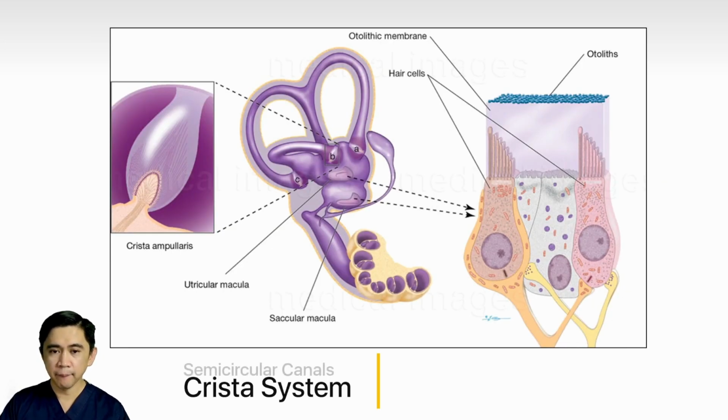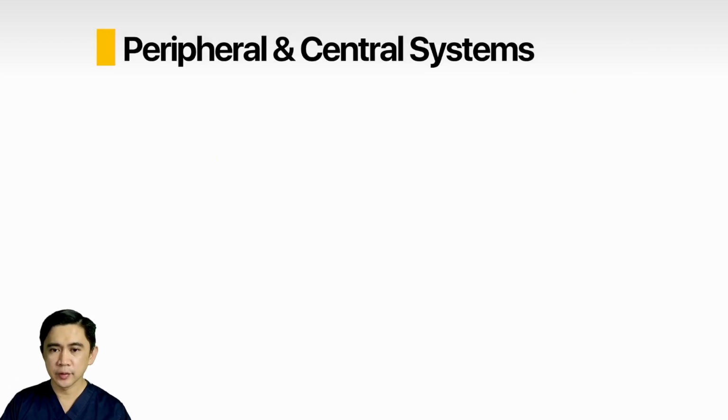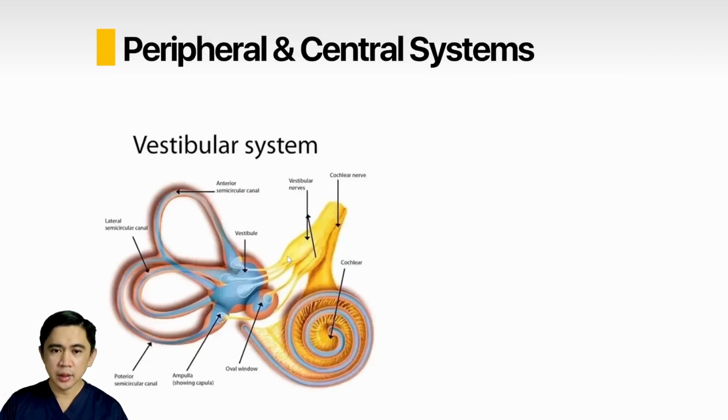So to summarize, the semicircular canals use the crista system with the cupula, and the utricle and saccule use the macula system, which has the otoliths on it. Both of them will give signals to the vestibular nerve. Now, this is the vestibular nerve. Notice that we have the superior and the inferior portion. The superior portion will detect movements in the semicircular canals, and the inferior portion will receive signals from the utricle and saccule. The cochlea, on the other hand, has its own nerve, which we call the cochlear nerve.